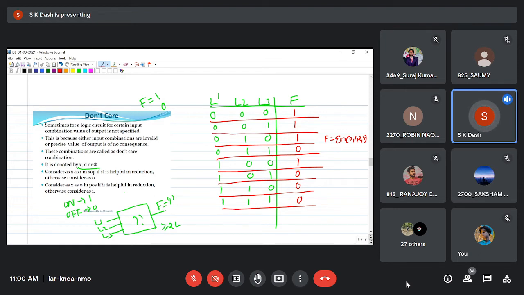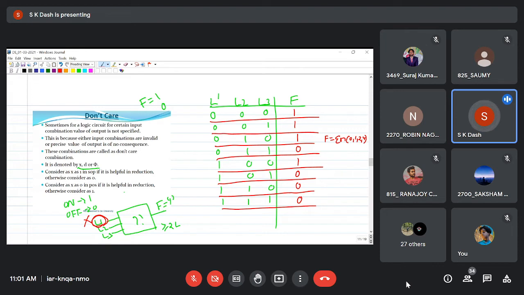Then we'll introduce a don't care here. First of all, up to this much, is it clear? Yes, sir. Okay. Now I'm adding some constraints. Suppose this L1 in your house is a faulty LED. This LED is damaged. If it is damaged, is it possible that it will ever be on? If it is a faulty, damaged LED, can it be on?